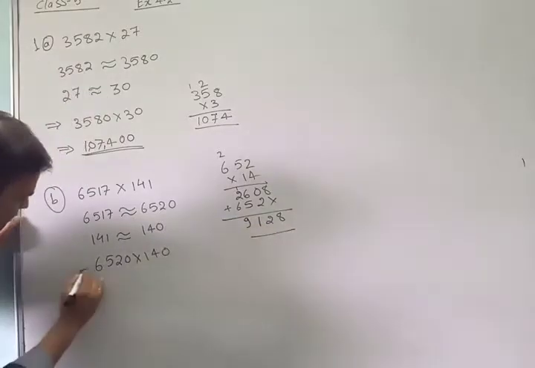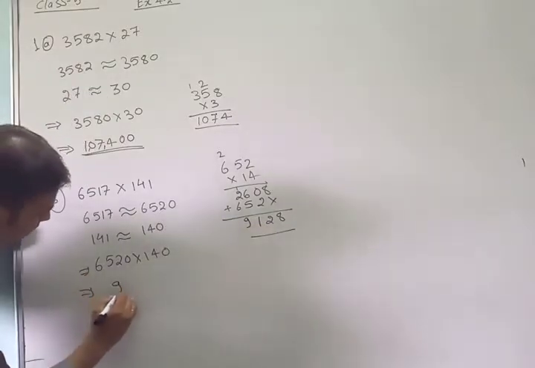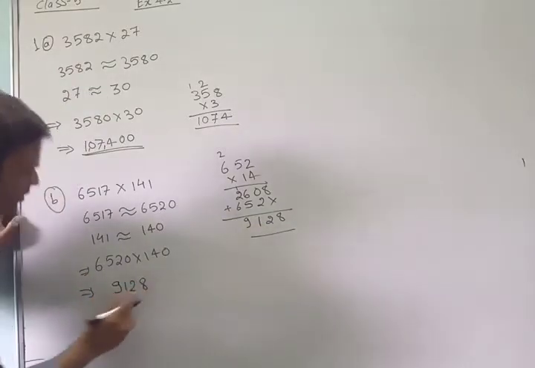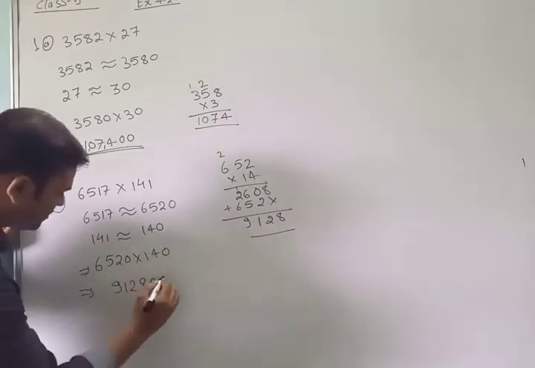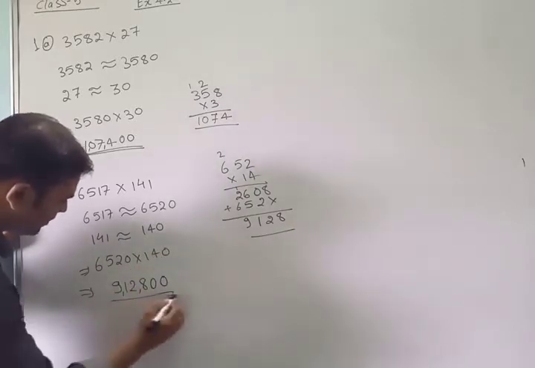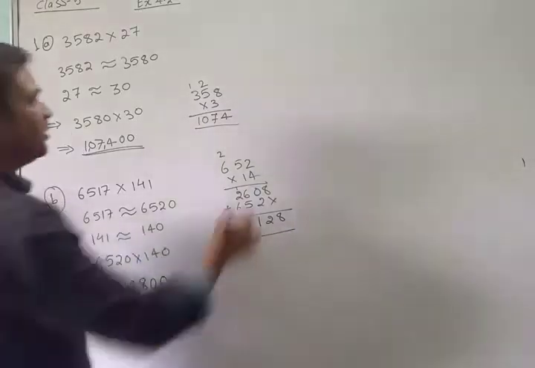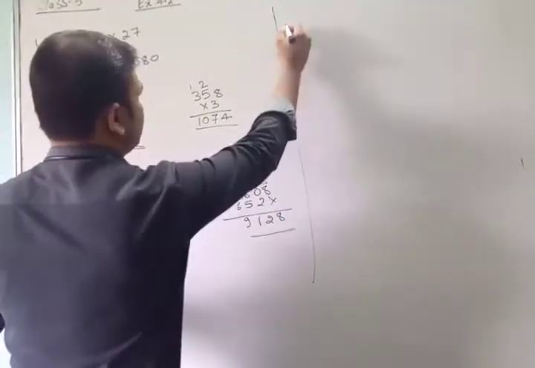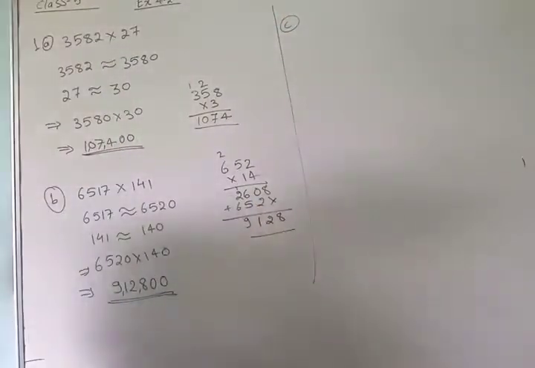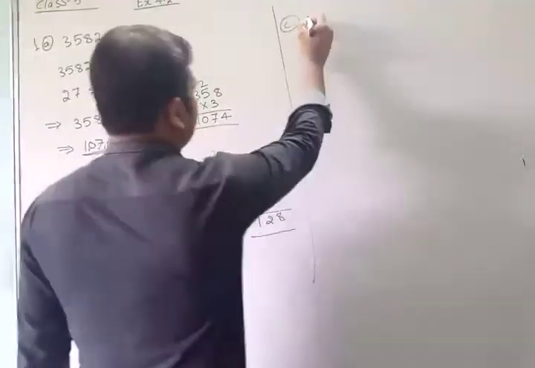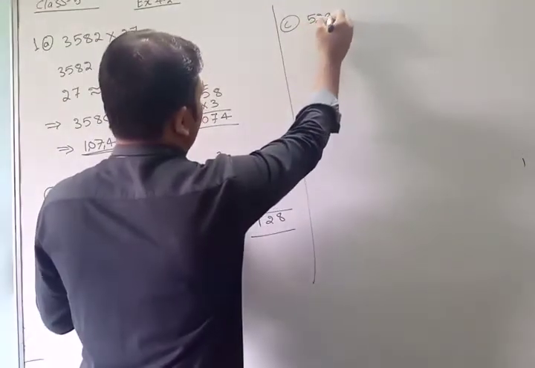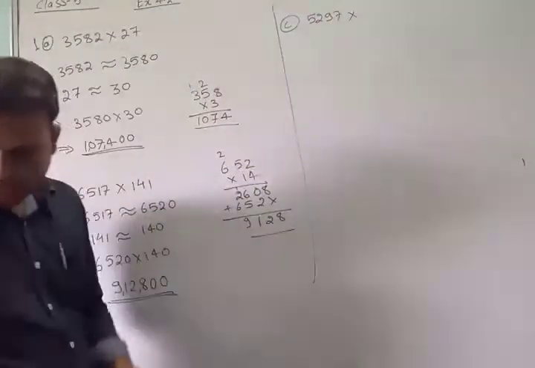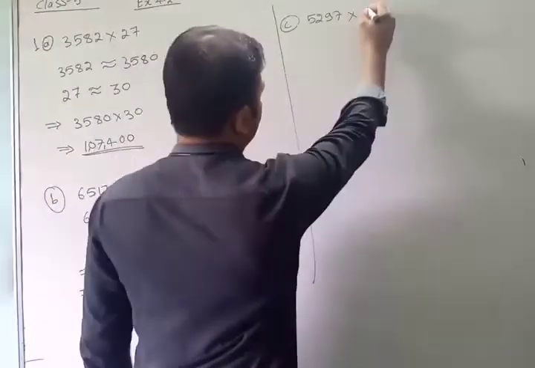So its answer is 9128, and put the 20 in the answer. So it is our answer. Now next, that is C. 5297 multiplied by 1031.